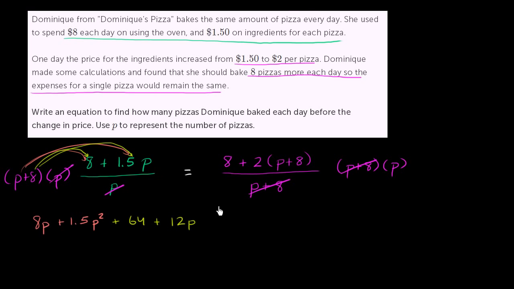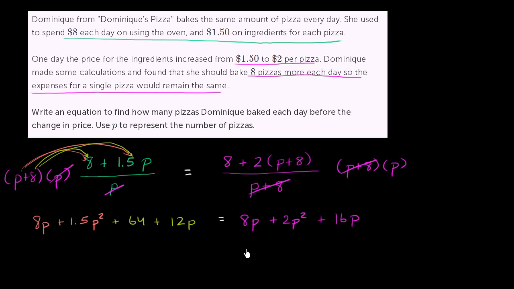And that's going to be equal to, let's multiply P times all of this business. So that's going to be equal to 8P. 8 times P is 8P. And I could distribute these terms and then multiply by P. So 2 times P is 2P, times P is 2P squared, plus 2P squared. And then 2 times 8 is 16, times P is 16P.